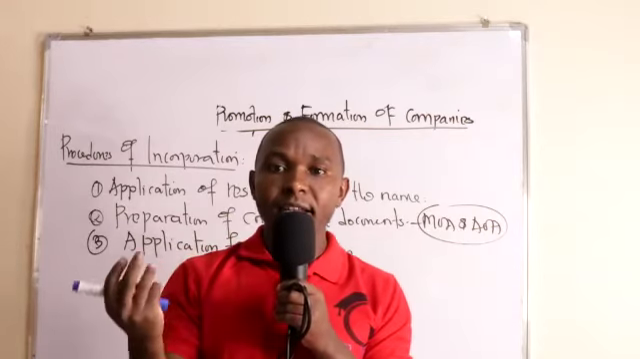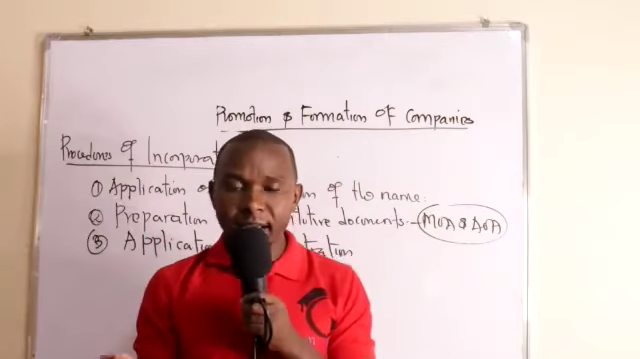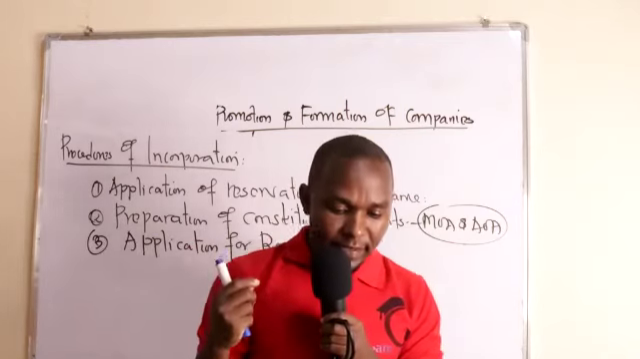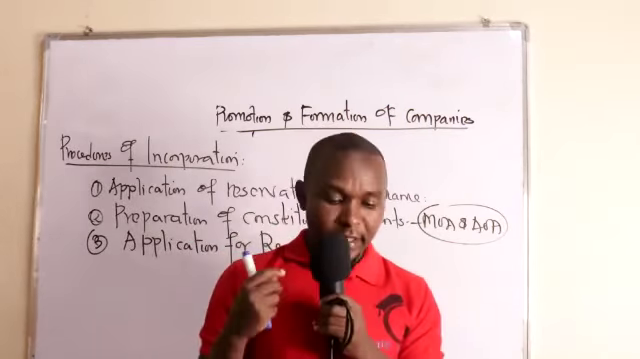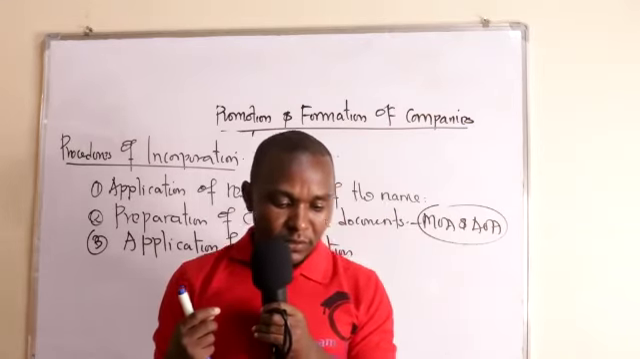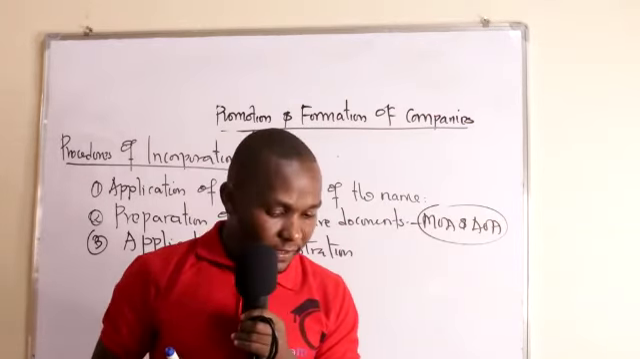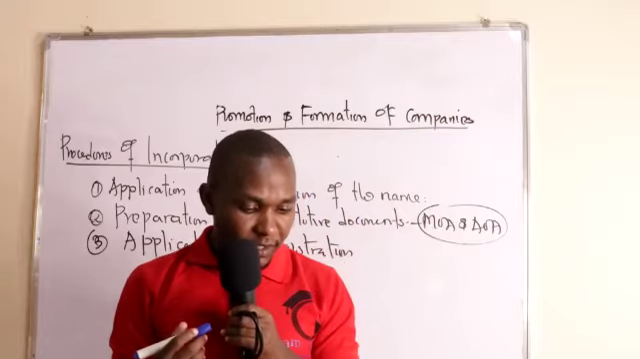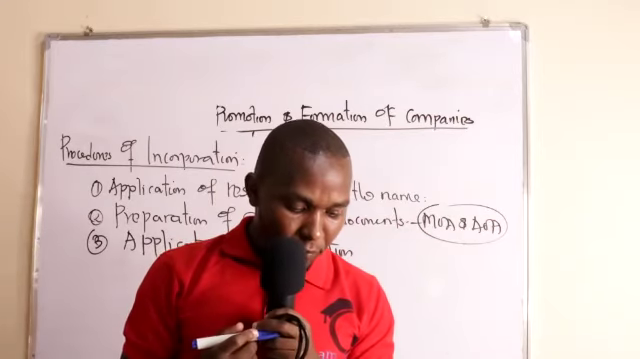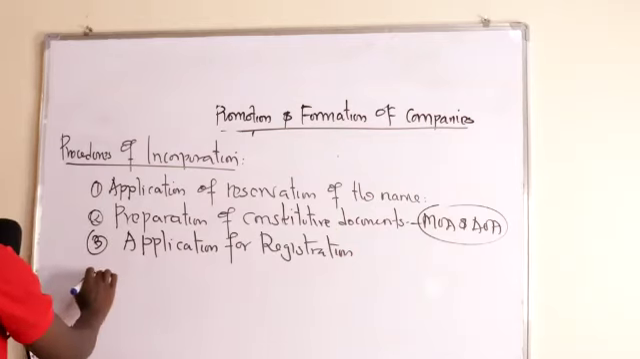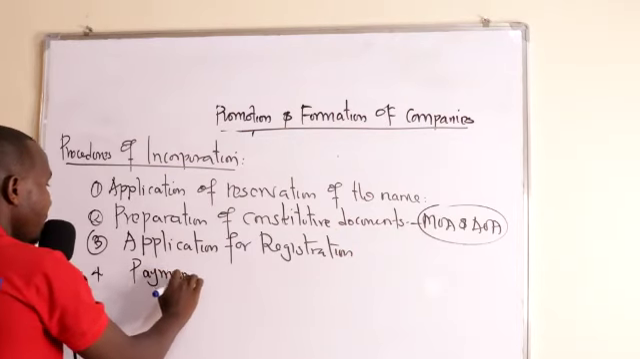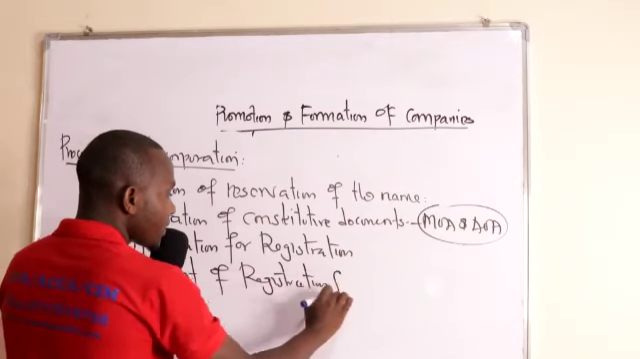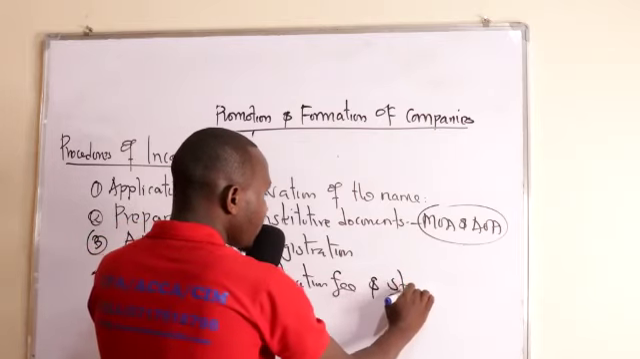You must know the residence of the directors. Are they resident or non-resident directors? Also, you must accompany the copies of IDs and KRA PIN. And another one is the notice of the location of the registered office. So after application for registration, then you make the payment. So number 4 is payment of registration fee and stamp duty.